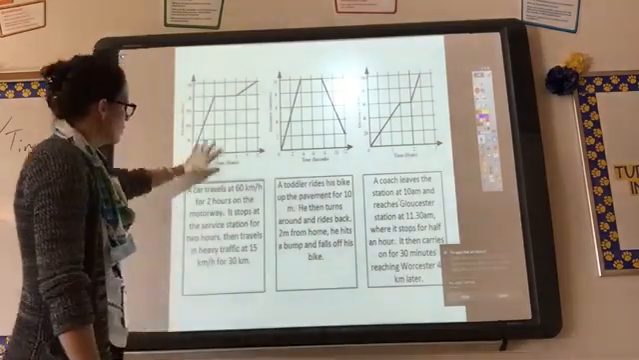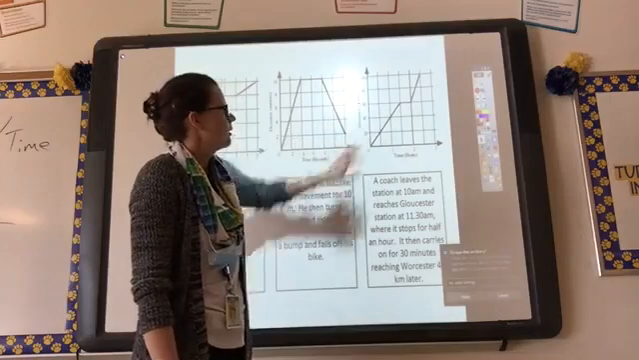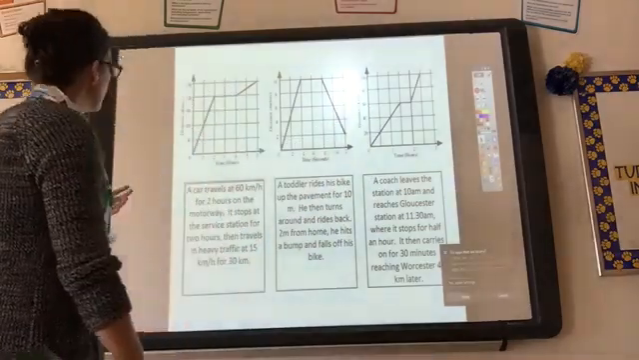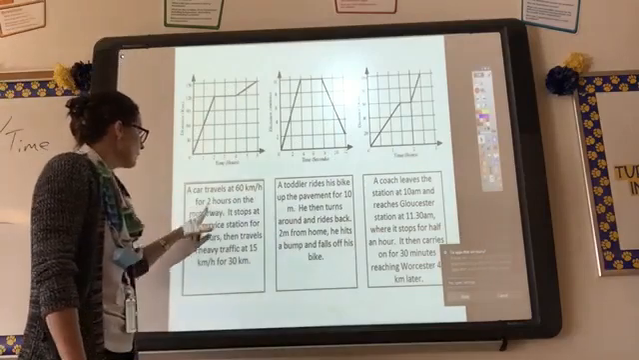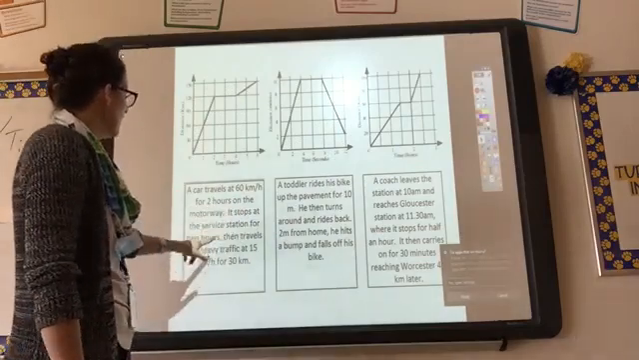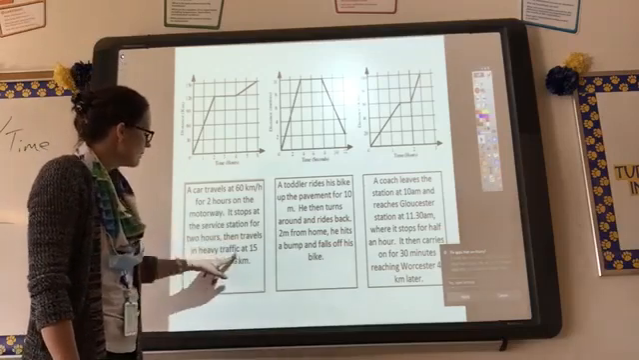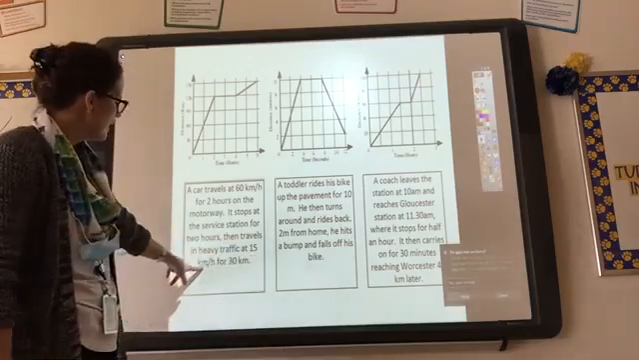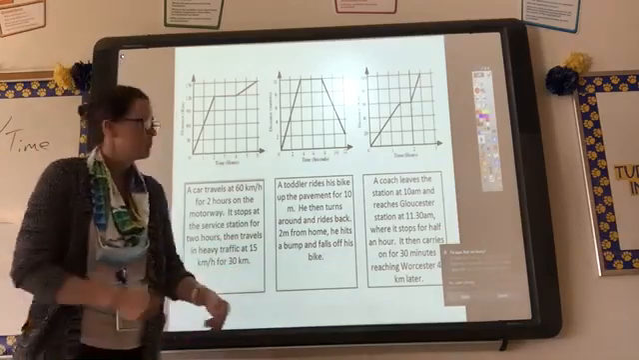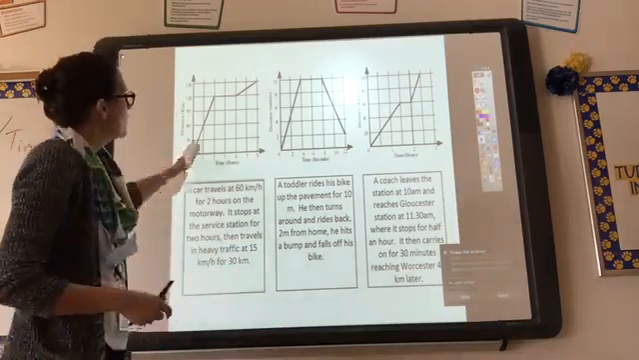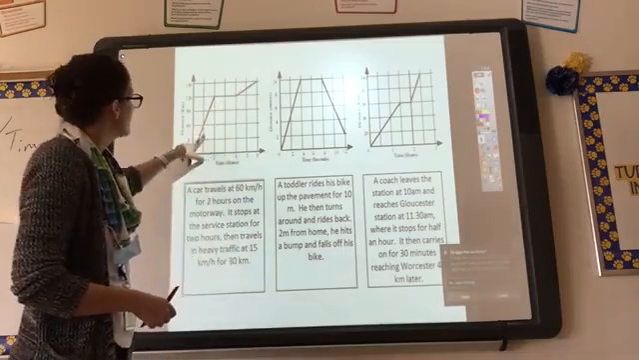Alright, so we're going to match the scenario down here with the graph. So let's take a look. This one says a car travels at 60 kilometers per hour for 2 hours on the motorway. It stops at a service station for 2 hours, then travels in heavy traffic at 15 kilometers per hour for 30 kilometers. Okay, so we're moving away from home the whole time. We know that just by reading it, so this would make sense.